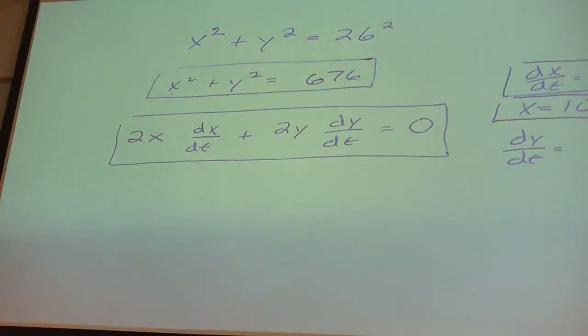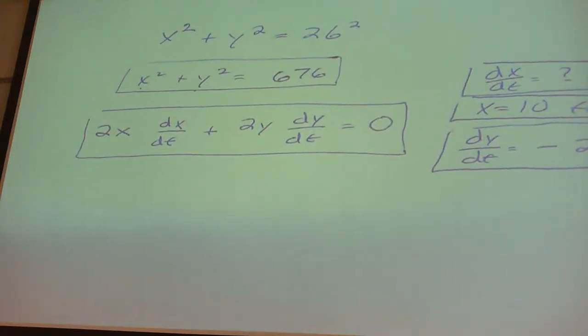dy over dt is how y is changing. They told us that y, the distance up the wall, is falling. So do you think falling would be negative or positive? Negative. And how is it falling? It's falling 2 feet per second. So all of this is given to us.